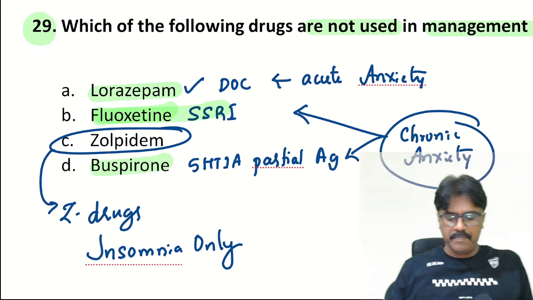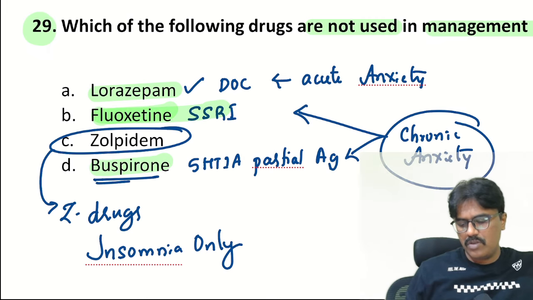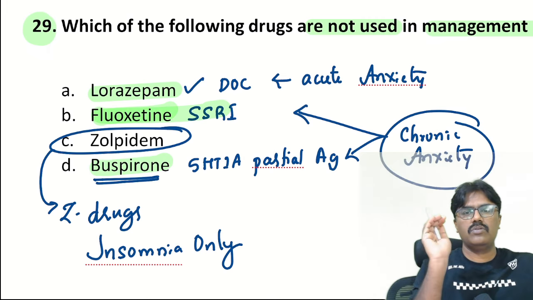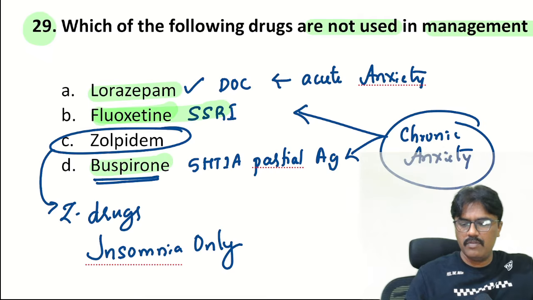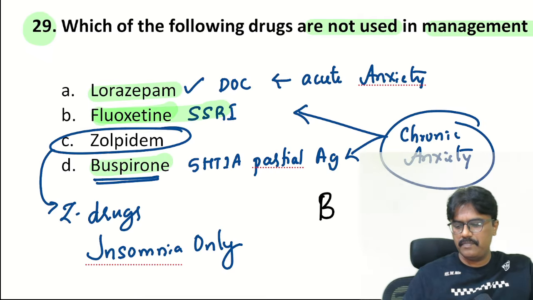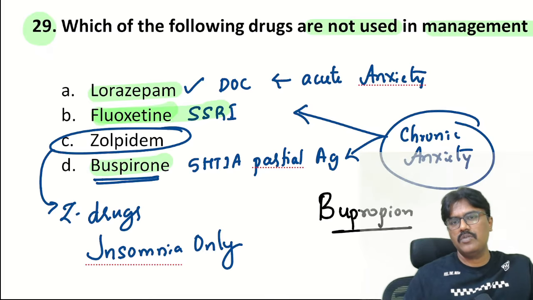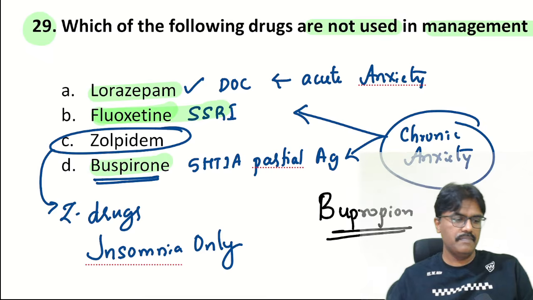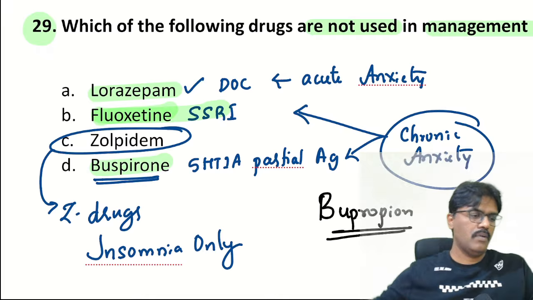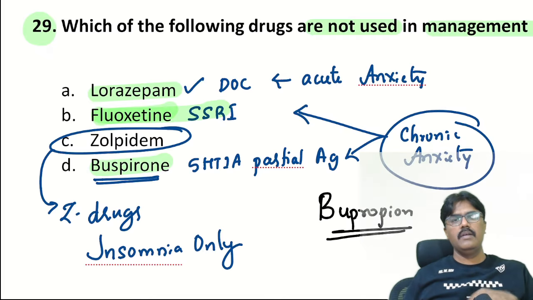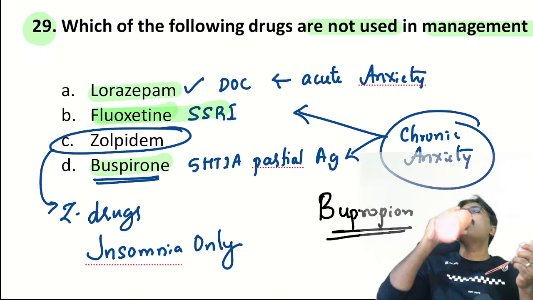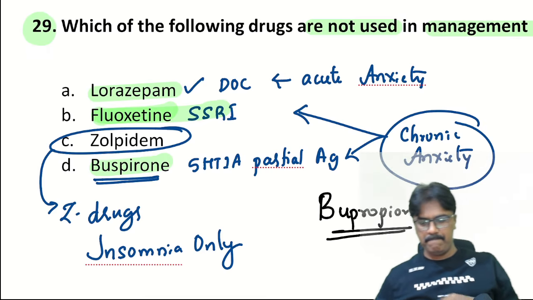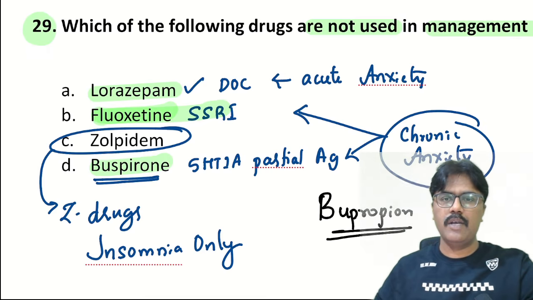And remember buspirone, most of you will confuse. Snake: you see the snake, you get anxiety. Don't confuse it with the drug bupropion, which is used in smoking cessation. Don't confuse with that. Okay. Yes.